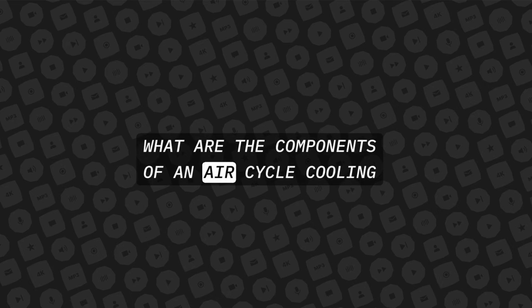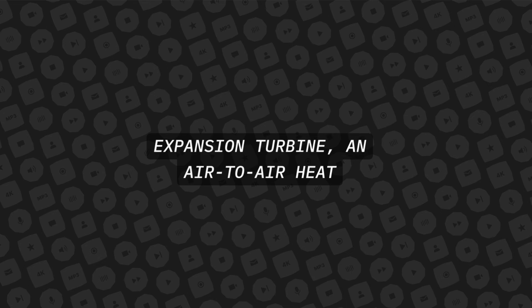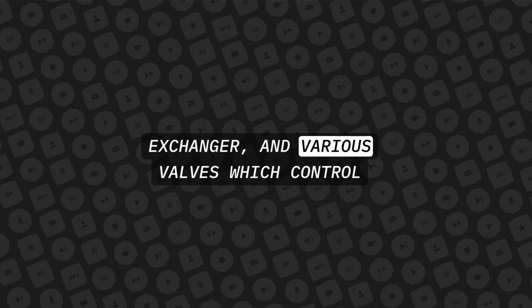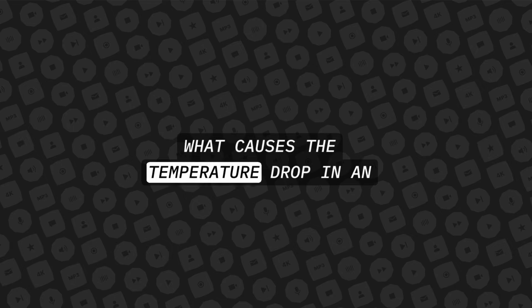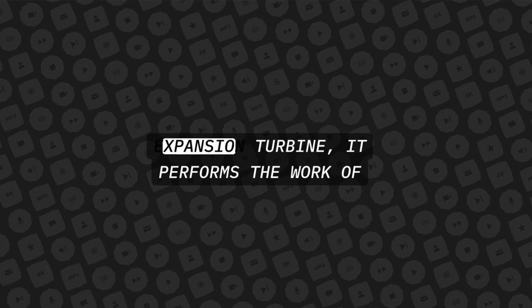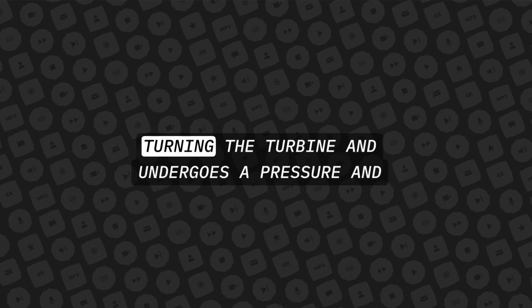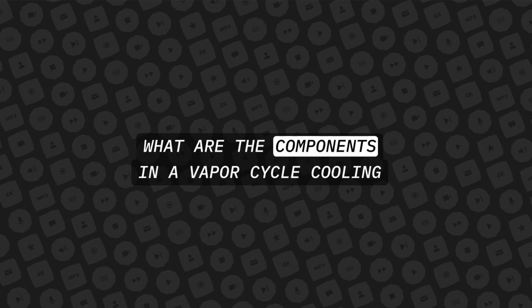What are the components of an air cycle cooling system? An expansion turbine, an air-to-air heat exchanger, and various valves which control airflow through the system. What causes the temperature drop in an air cycle cooling system? As the compressed air passes through the expansion turbine, it performs the work of turning the turbine and undergoes a pressure and temperature drop.